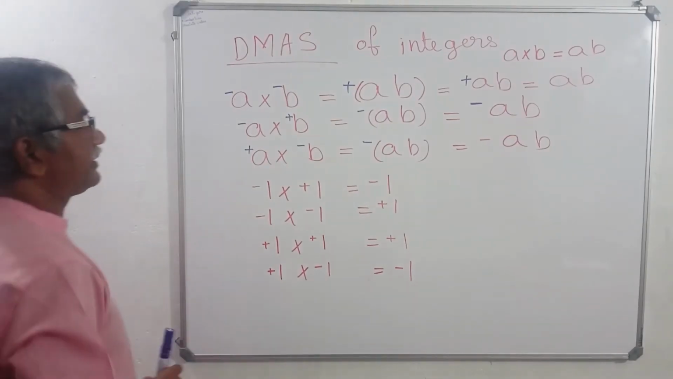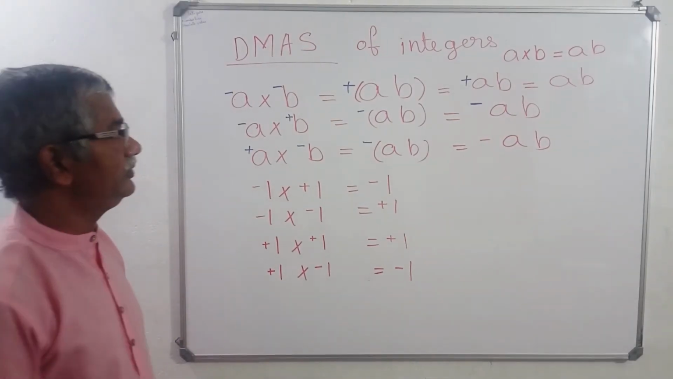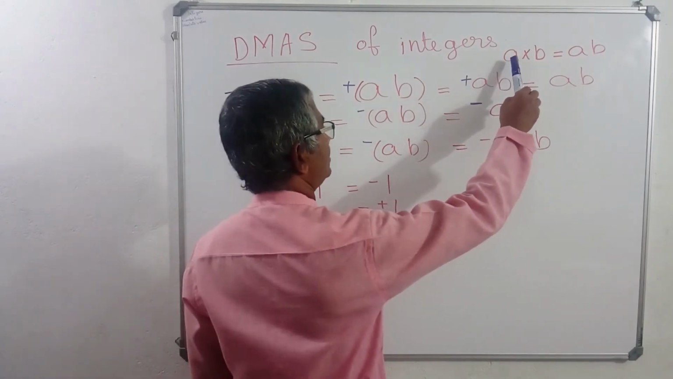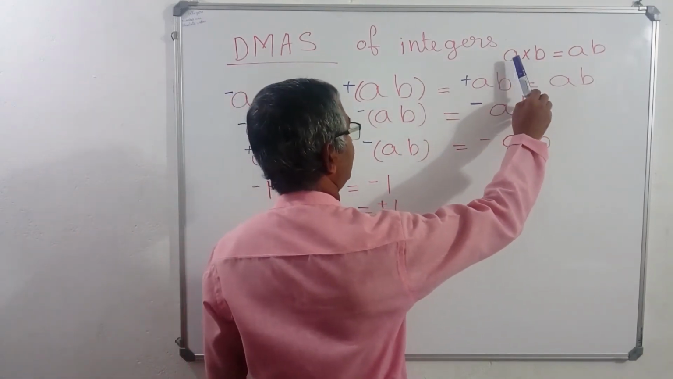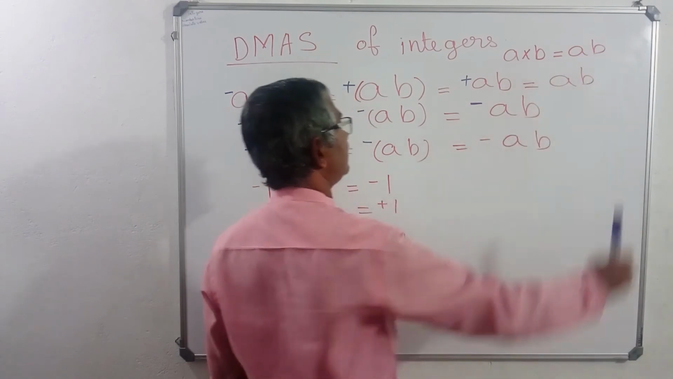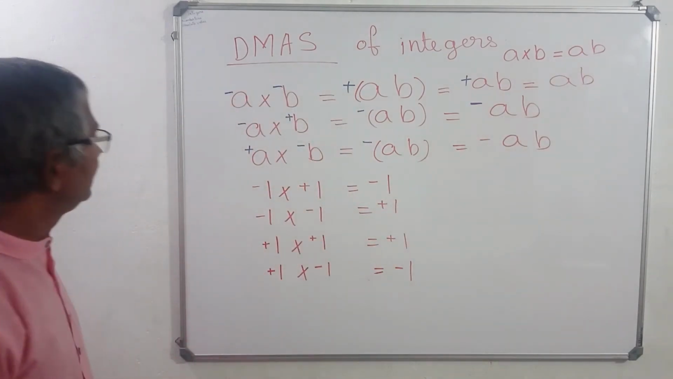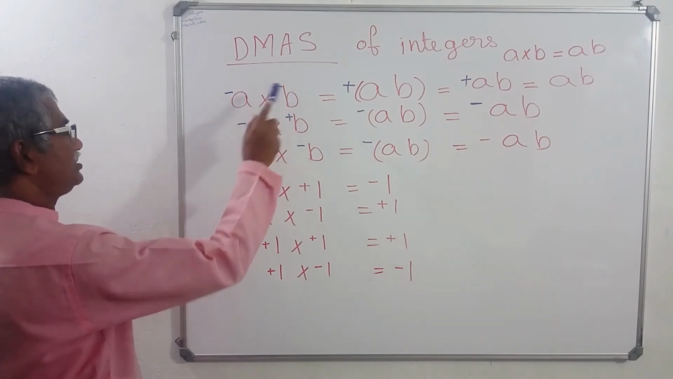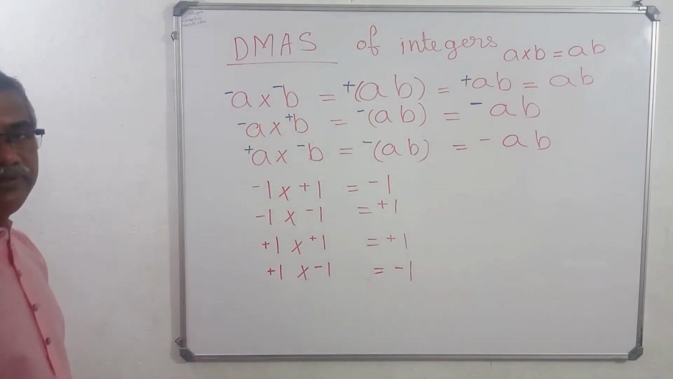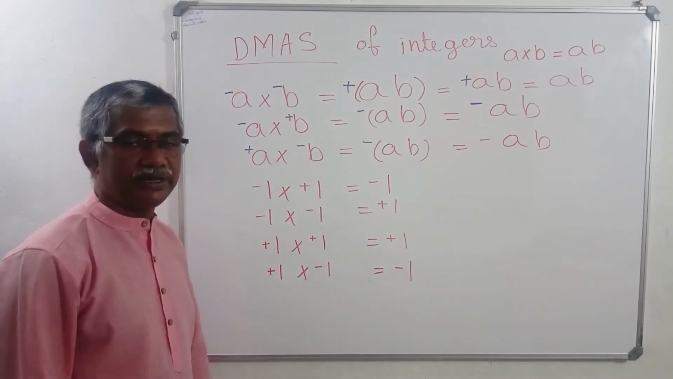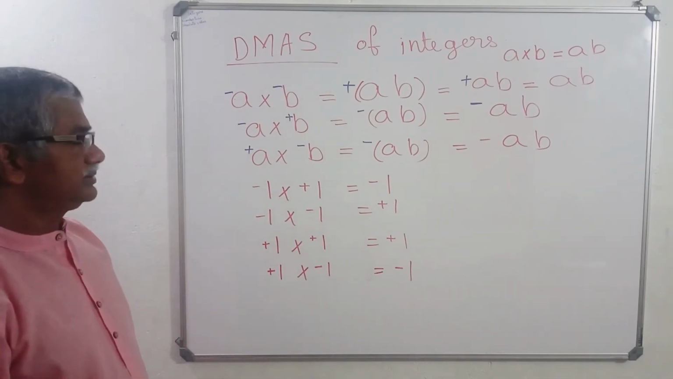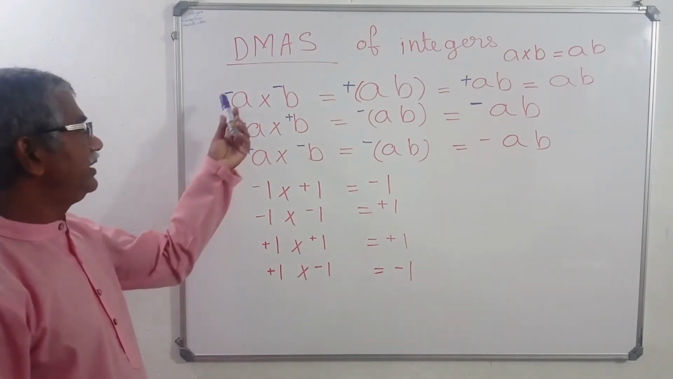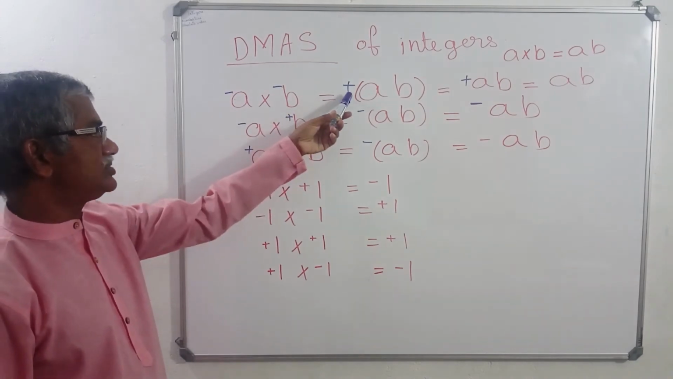Now we are considering multiplication. Simply, the product of A and B, or A into B, is equal to AB. Consider a negative number and another negative number. Negative A into negative B. That means the product of two negative numbers is positive.